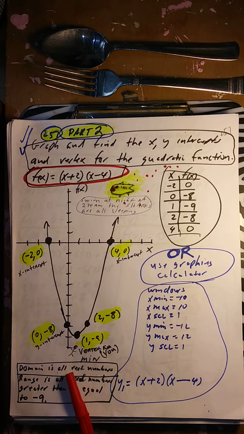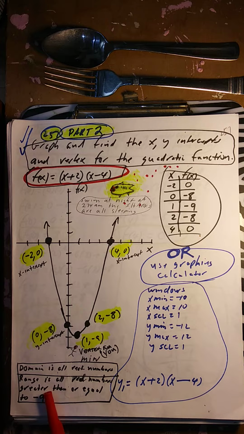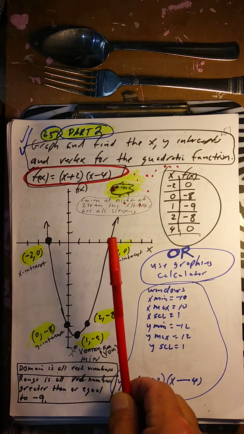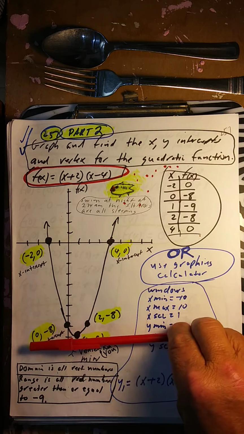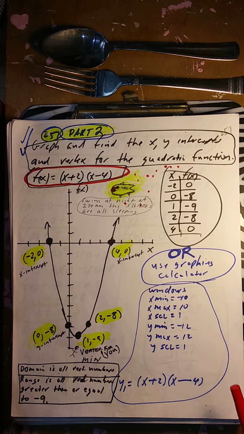Okay, domain is all real numbers, which means this goes on and on. Range is all real numbers greater than or equal to negative 9. See anything down here? From this way it goes that way. Domain goes this way, range goes that way. Okay, and that's how you set up your graphing calculator.